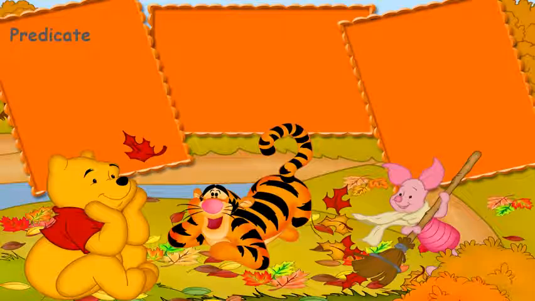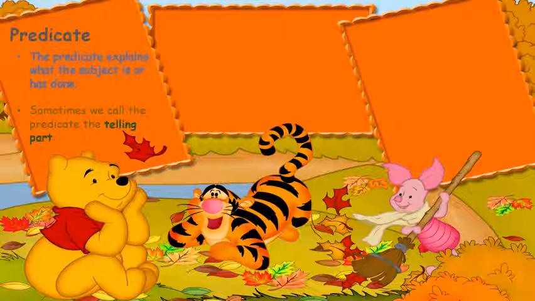So what is a predicate? The predicate explains what the subject is or has done. Has done, we mean if there is an action. Sometimes we call the predicate the telling part, because it tells about the subject.